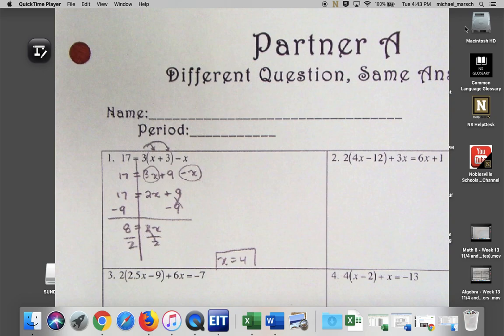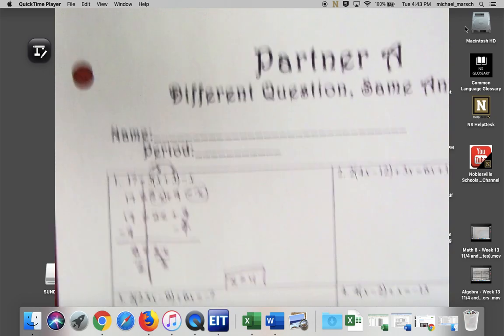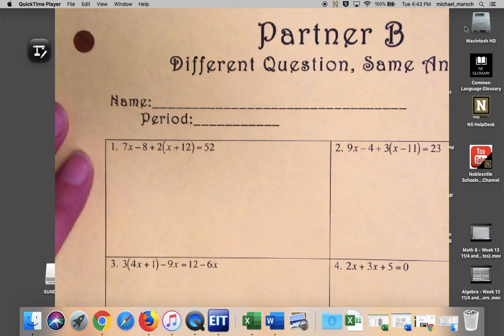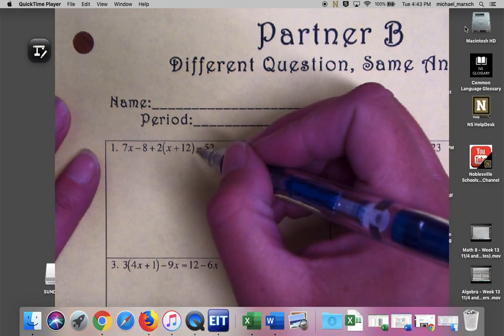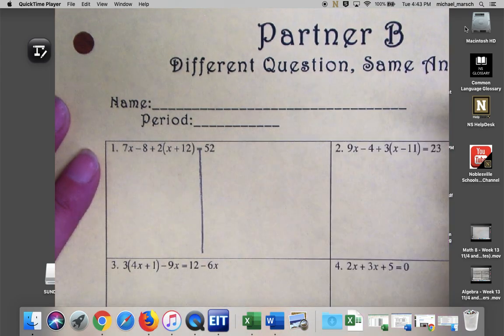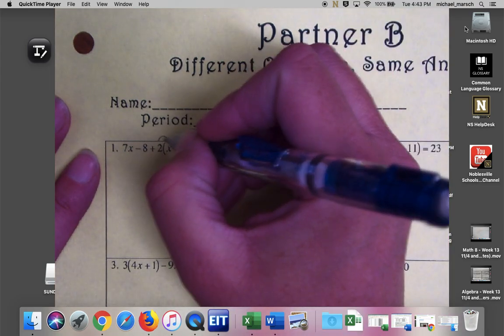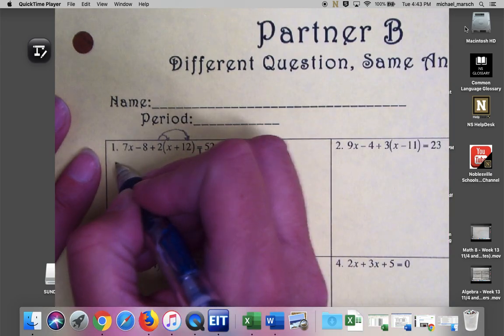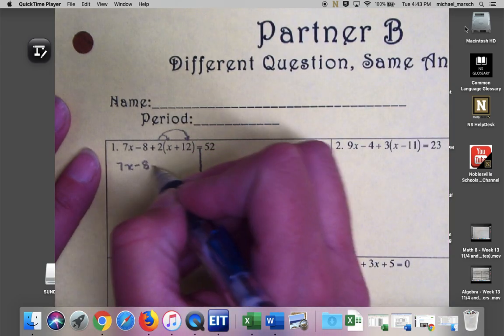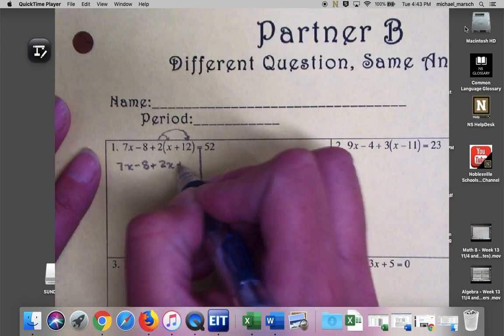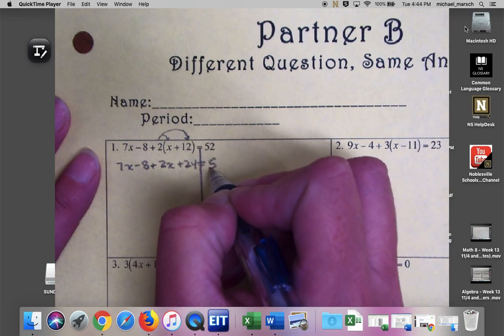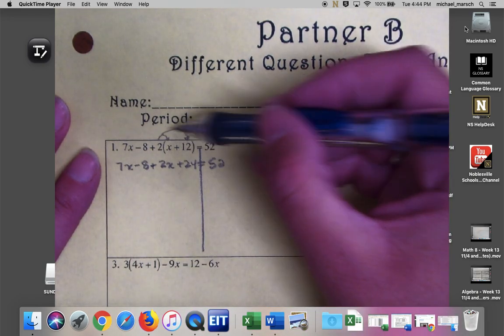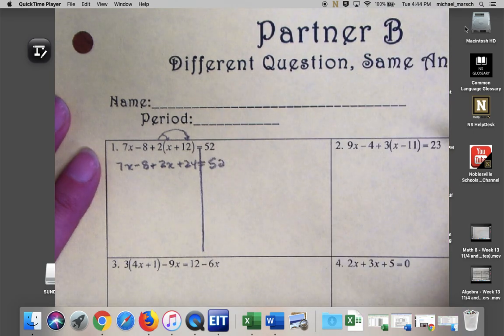And then if you need to pause this, if you were partner A, go ahead and pause it if you didn't get it copied down. And then partner B, see that's the yellow one. We're going to go ahead and work this one out together. Draw our wall of equality. I'm going to distribute this 2 here. So I'm going to have 7x minus 8 plus 2x plus 24 equals the 52. Remember, the 2 times the 12 gives me a positive 24.